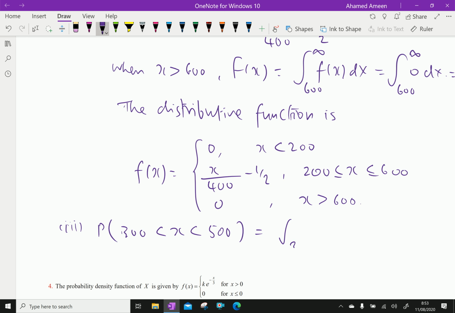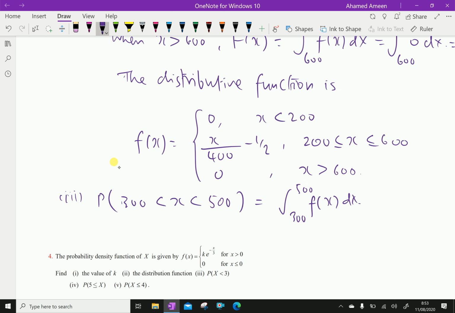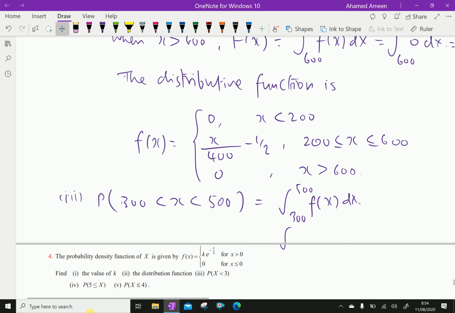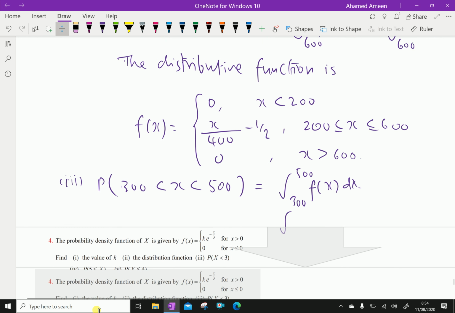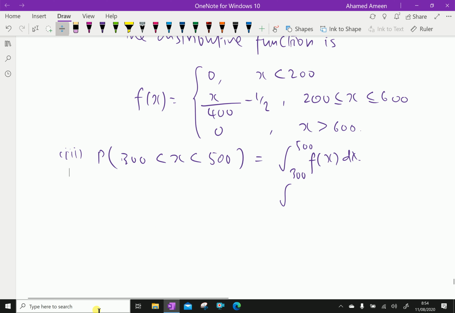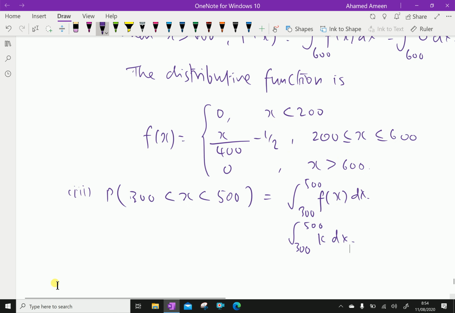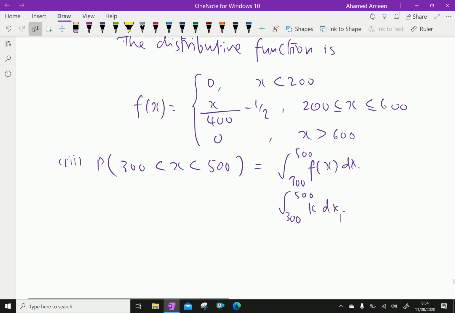the integral from 300 to 500 of f of x dx, which is the integral from 300 to 500 of k dx, because 300 to 500 is under the limits of 200 to 600. So it is the function k.